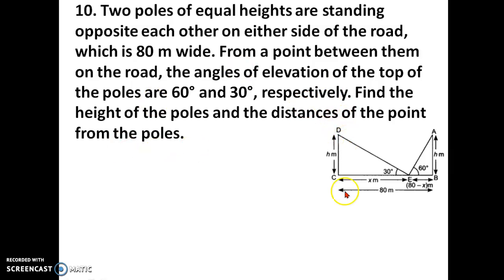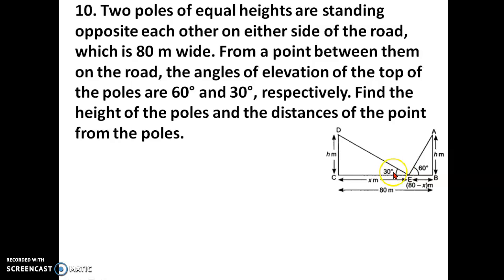So these two are poles. Okay, poles of equal height. Okay, height is h. And in between on the road there is one point E. Okay, so we don't know at what distance it is. So the road width only we know, that is 80 meter. So the point where it is we don't know. So let us take one distance as x. So the other will be 80 minus x.